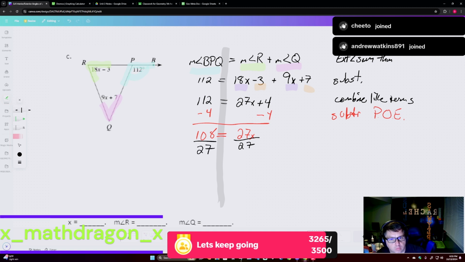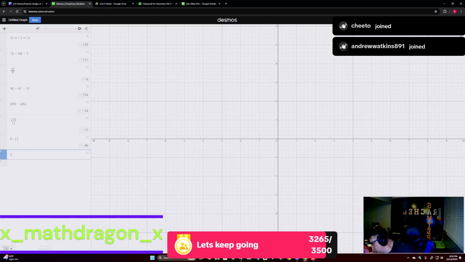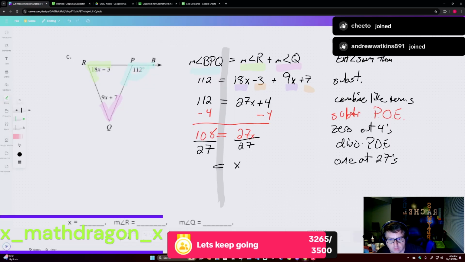Okay. We wanted to zero out the 4s. Then we're going to do division property of equality, because we want to 1 out the 27s. And x is going to equal, I don't know, 108 divided by 27 is 4. Okay, so x equals 4, which is fantastic. However, be careful, because on the SAT you would get this wrong, because it's asking for more than just that. We need to get angle Q and angle R.